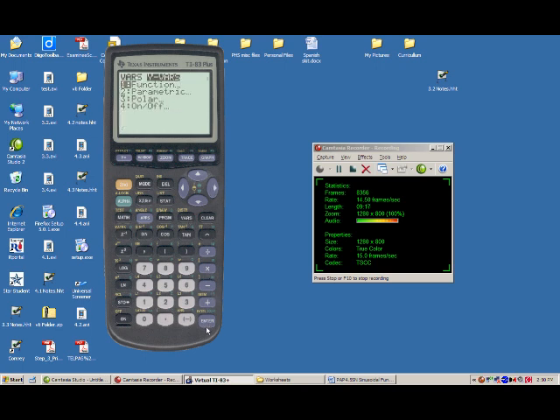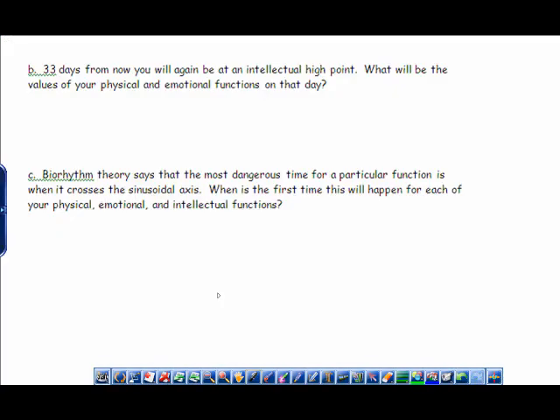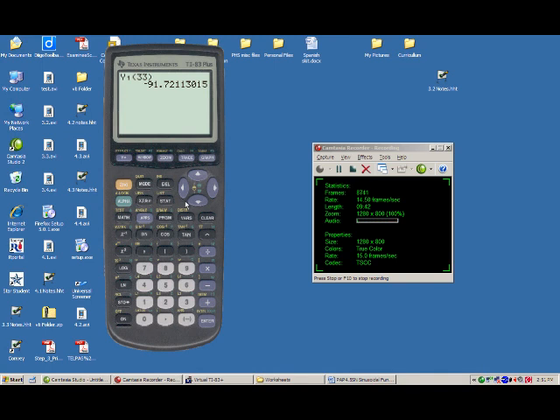Vars, y1 enter of 33. Okay, that's going to be my physical, so that's -91.721. So I'm going to say for physical, -91.721. And then for emotional, I would do vars, y-vars.